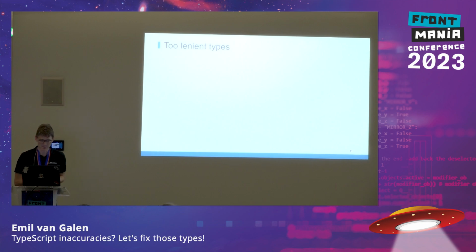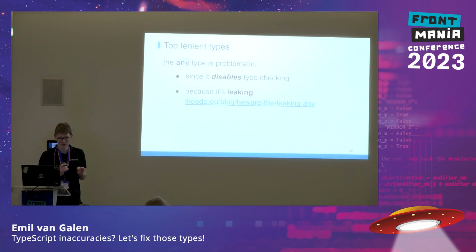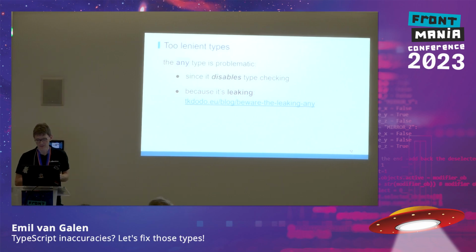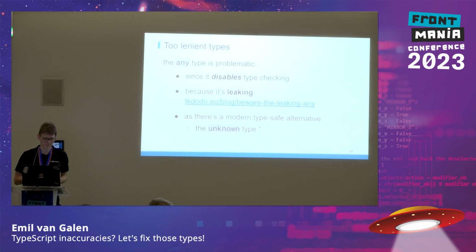And there are also too-lenient types, and we all know the any type, right? Basically, any disables type checking, which is problematic. But there's also an irritating part about any: it's leaking, so it might have an impact on portions of your code that you don't expect. Check out this article. So you want to minimize any as much as possible. And if you want a top-level type in TypeScript, there's a modern alternative, which is unknown, and that is fully type safe.